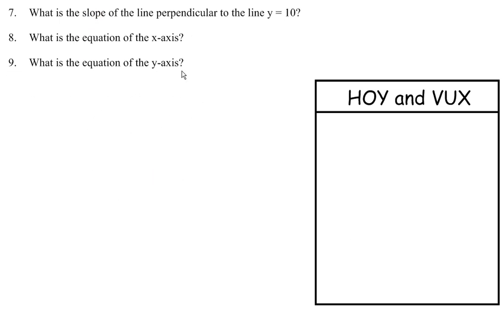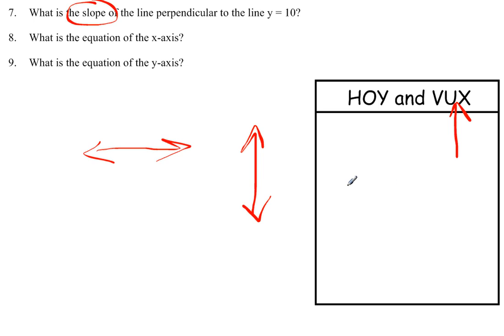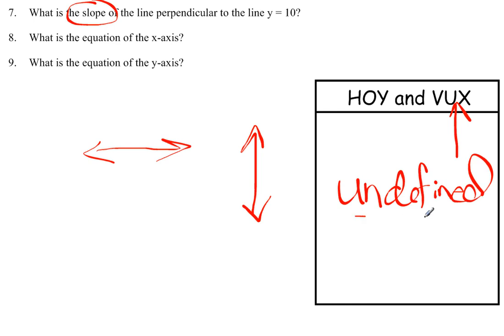7. What is the slope of a line perpendicular to this line? All right, y equals 10 is a horizontal line. Perpendicular to that line is a vertical line. And they want to know the slope of that line, not the equation of the line. The slope is that U right there, so that's undefined. Once again, perpendicular to a horizontal line. Yep, that makes sense.